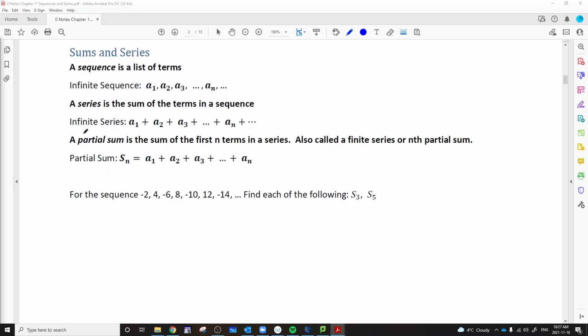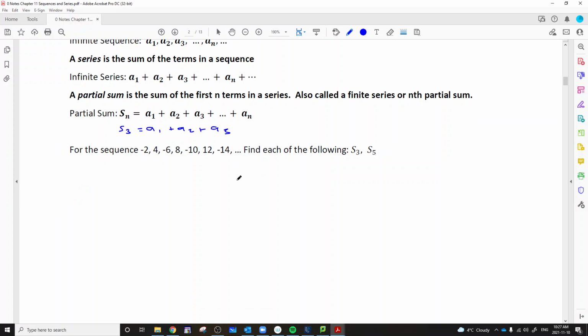You can have an infinite series where you don't know where the sequence ends or the series ends, or you can have a partial sum, which is the sum of the first n terms in a sequence. This can also be called a finite series or an nth partial sum, but what it would be is you'd choose an end. So maybe you'd say, hey, I'm going to find the sum of the first 3 terms. So it would be the sum of the first term, second term, and third term.